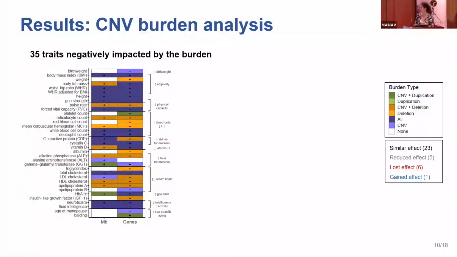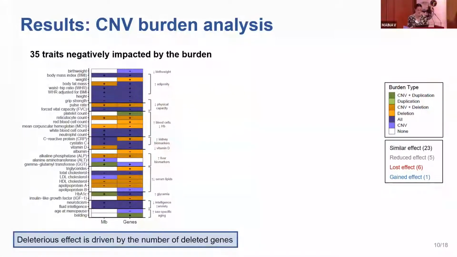And you can see that 35 of these traits seem to be negatively impacted by having a high CNV burden. So for instance, we observed that it leads to an increase in adiposity, a decrease in physical capacity, as well as elevated levels of several renal and hepatic biomarkers. Now, another conclusion we can make from this graph is that the deleterious impact of a high CNV burden seems to be mainly driven by the number of deleted genes. And this can be seen from the fact that we have more color in this column, which is for the gene burden, and that we also have more brown color, which is standing for the deletion burden, versus the green color, which stands for the duplication burden.